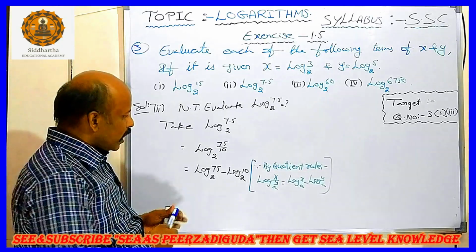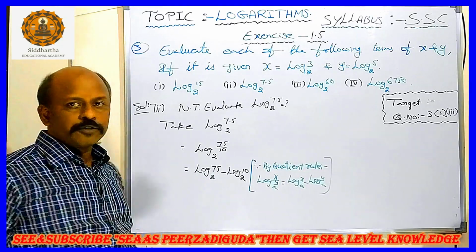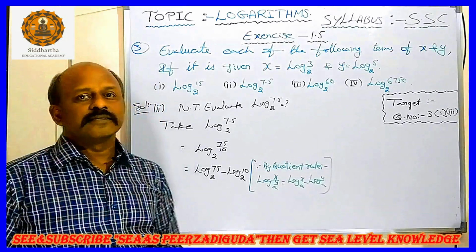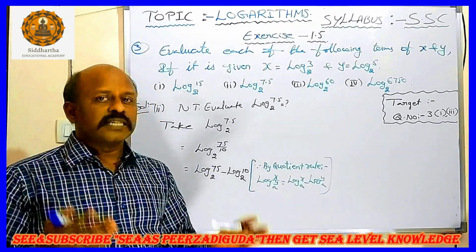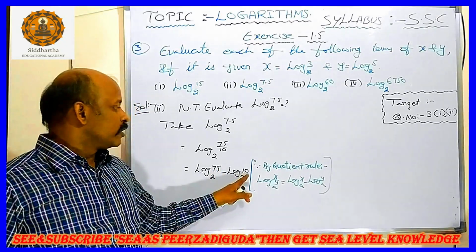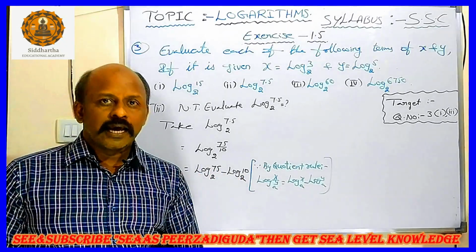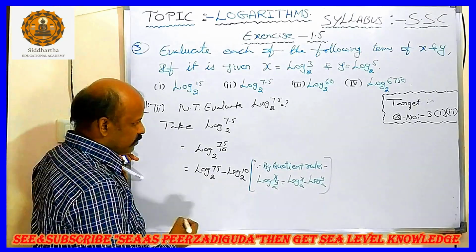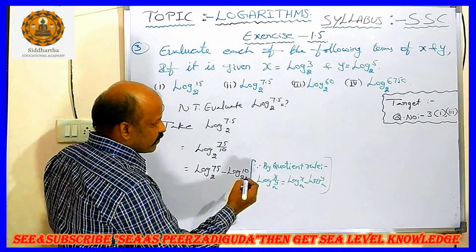So after that, I am going to split it. I am going to write 75 as a product of prime factors. That means what should we do? For 75 we have to do LCM, and 10 also I am going to write using LCM. Once you observe over here, what are the prime factors of 75?